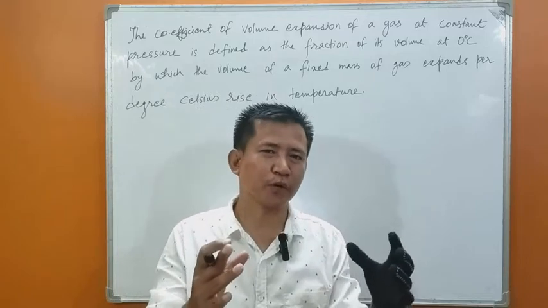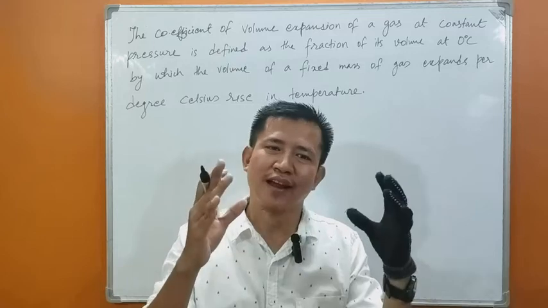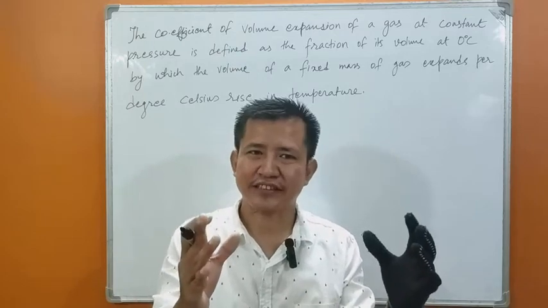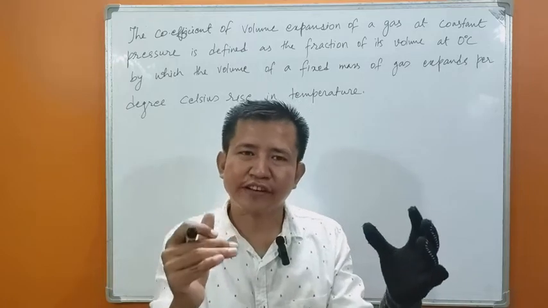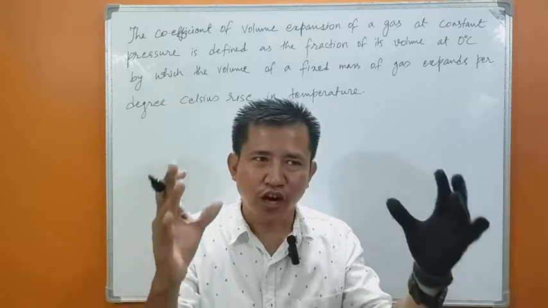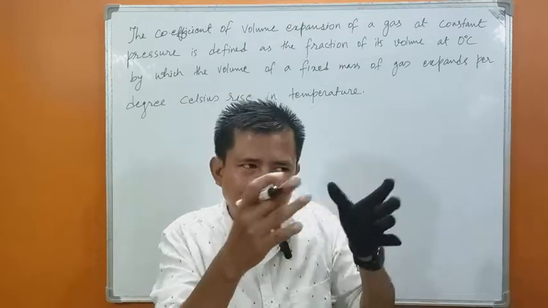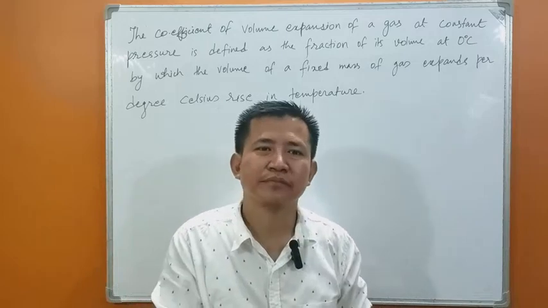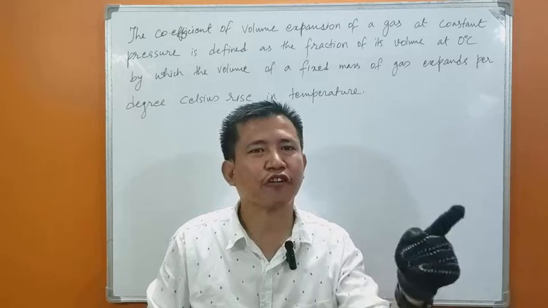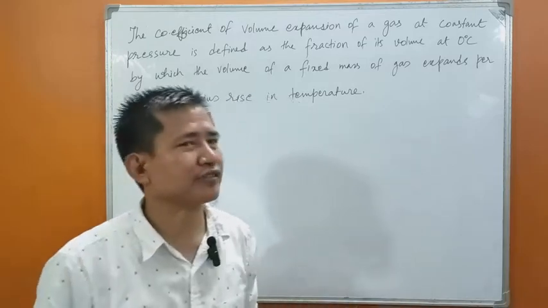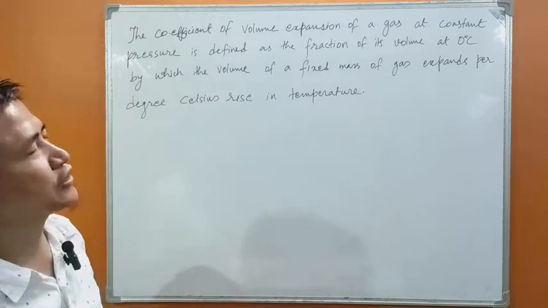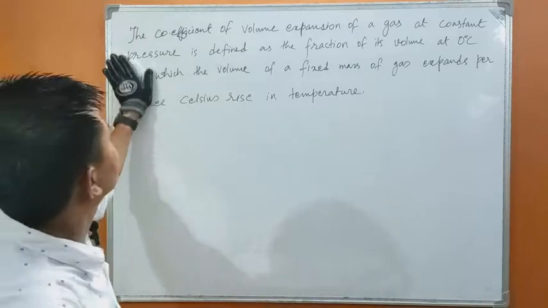Let us suppose a fixed mass of gas at constant pressure and 0 degrees Celsius, okay? Now, when you increase the temperature, the volume of the gas also increases. And now the increased volume of the gas divided by original volume per degree rise in temperature is called the coefficient of volume expansion of gas. Let me deduce that and I'll make you understand that. Please take the screenshot of this definition. Okay, I'm going to erase this.